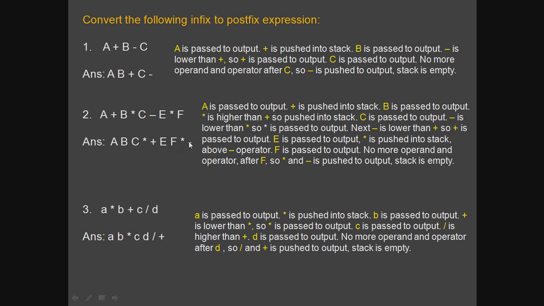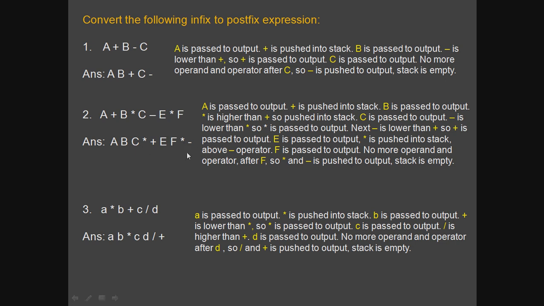Since there are no more operands and operators after F, whatever is left inside the stack will be popped out. Since it is last in, first out, the last operator that was entered was star, so star is popped out first. After that minus is popped out second, so those two operators are pushed to the output. So now the stack is empty and this output will be displayed.